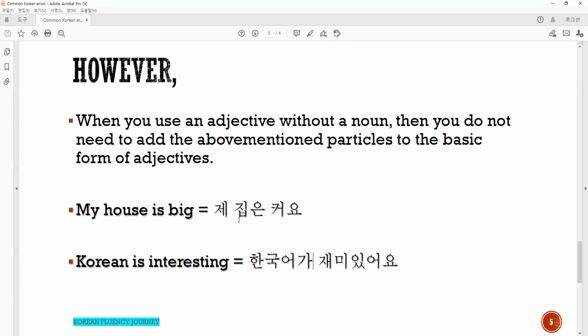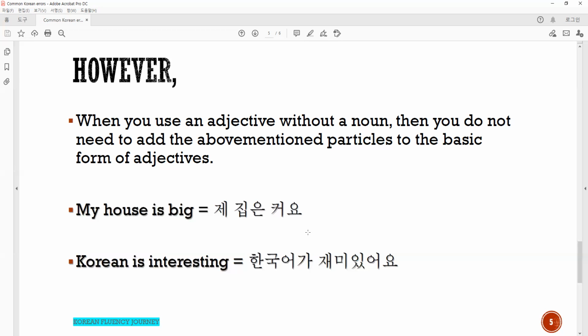So in these cases, you can just say 제 집은 커요. You do not have to say 제 집은 큰. It's wrong. Or Korean is interesting: 한국어가 재미있어요. You cannot say 재미있는. But you can say interesting Korean or big house. In that case, it will be 큰 집, 재미있는 한국어.